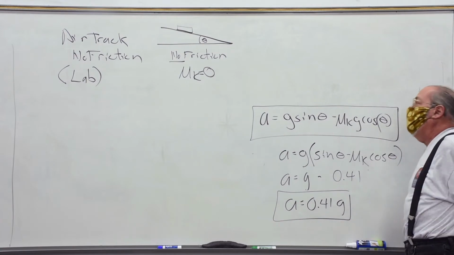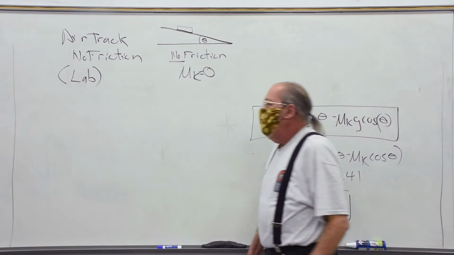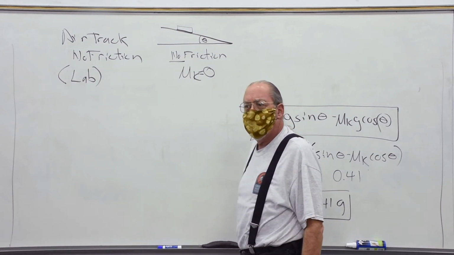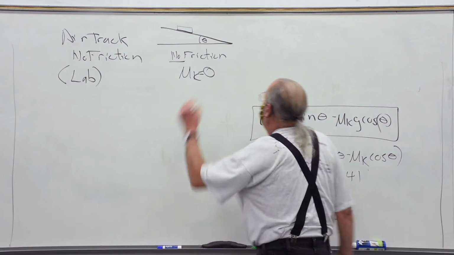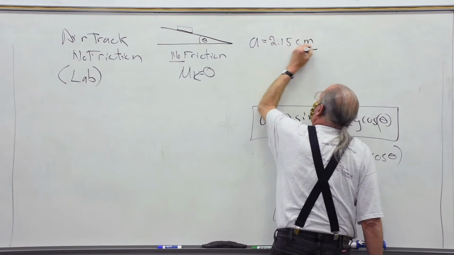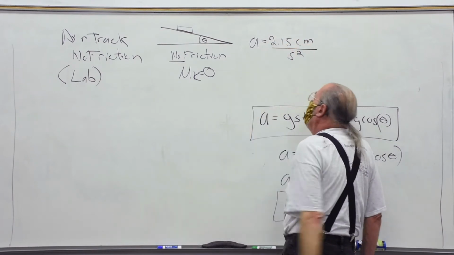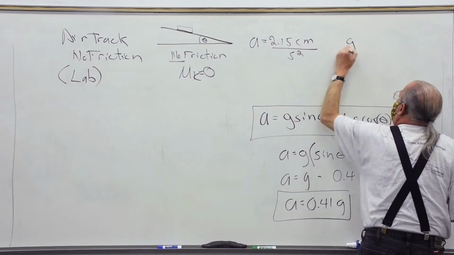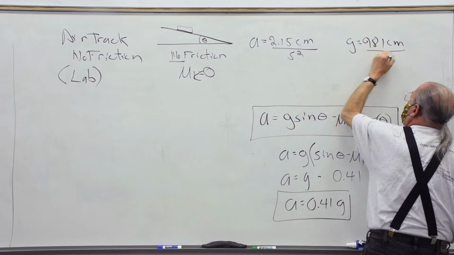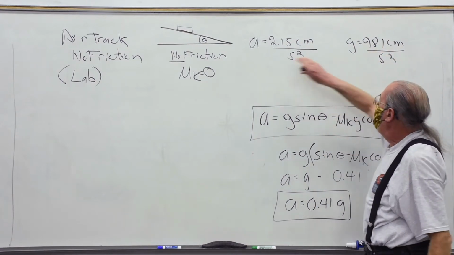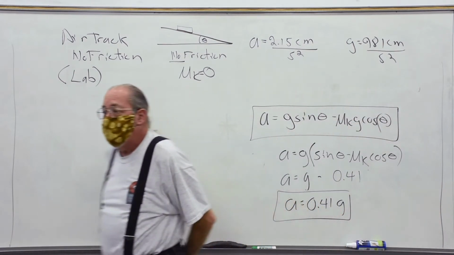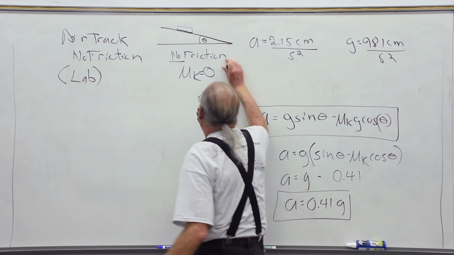And when I released the glider and when I timed it, I think what I got was 2.15 centimeters per second squared. Does that sound right? Yeah. We found that the acceleration was 2.15 centimeters per second squared. Now remember that g is 981 centimeters per second squared. So it's about a 500th of the acceleration due to gravity. The question is, what is theta?